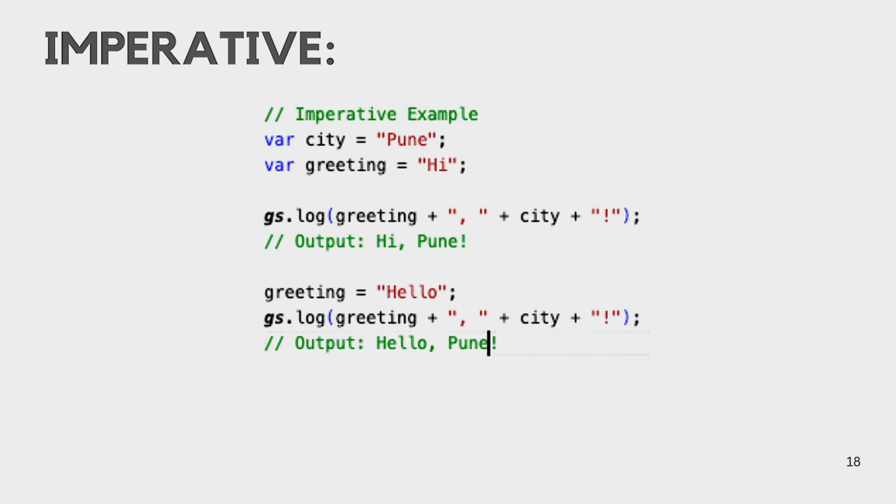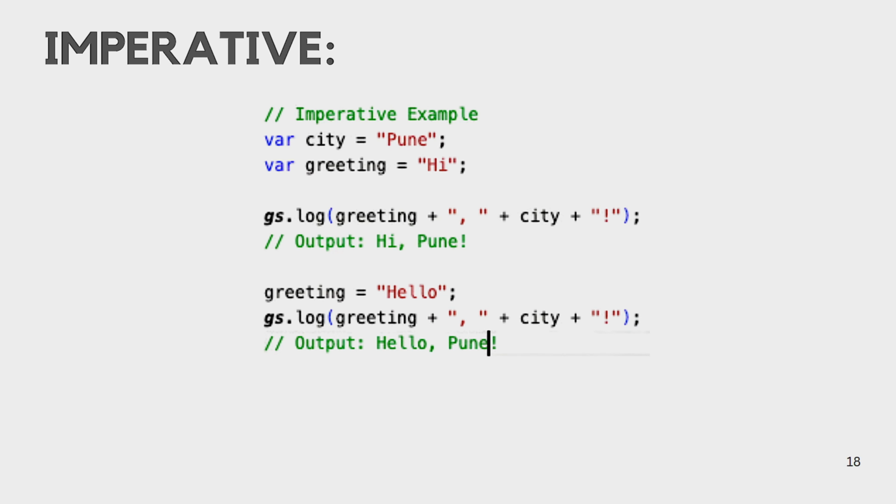Here's an example of an imperative program that does not use functions to create its world. We have city and greeting, and are basically telling the computer, remember there is a string city, remember the other string greeting, and log this. Concatenate this string together.